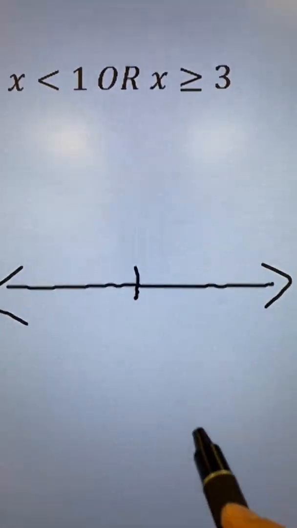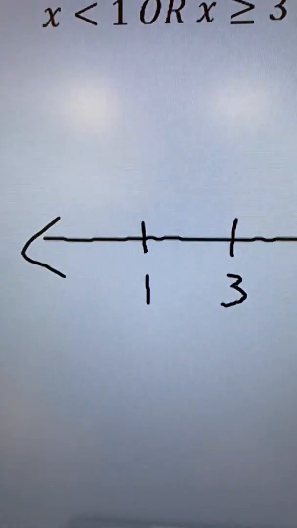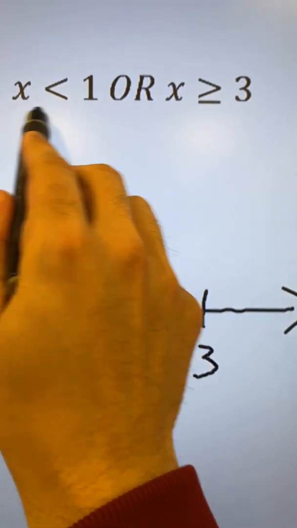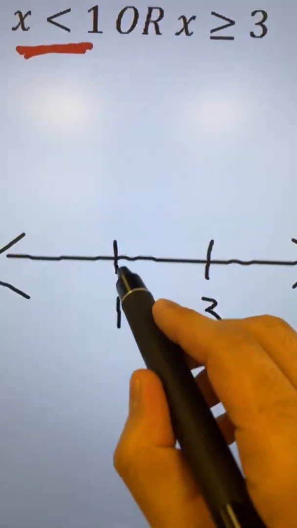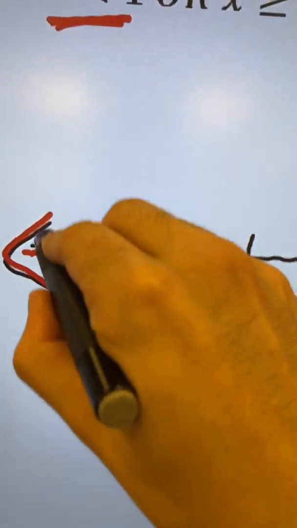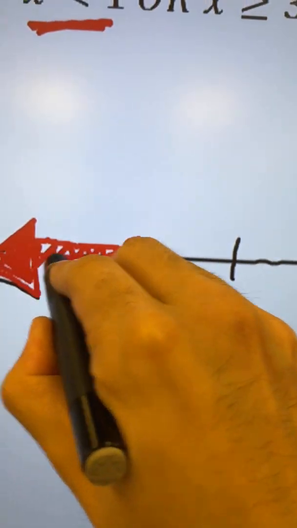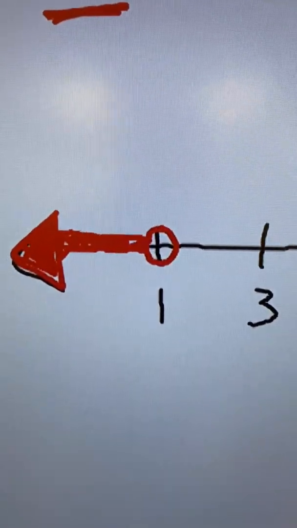So I'm going to put down my two numbers, the 1 and the 3. Those are the endpoints I'm interested in. I'm going to do this first one here in red. Any numbers less than 1 is a solution, so I'm going to use an open dot on the 1, and I'm going to shade to the left. I'm going to shade this in to say that it goes on forever in that direction. So here's my first solution set, all numbers less than 1.